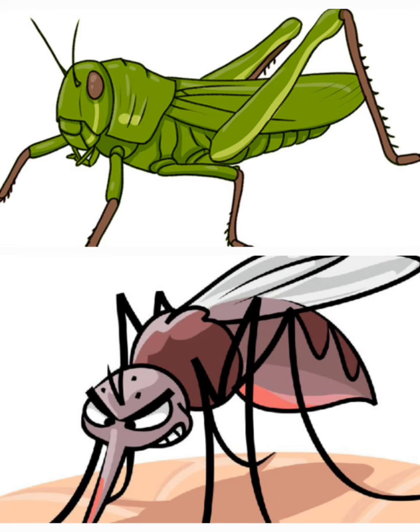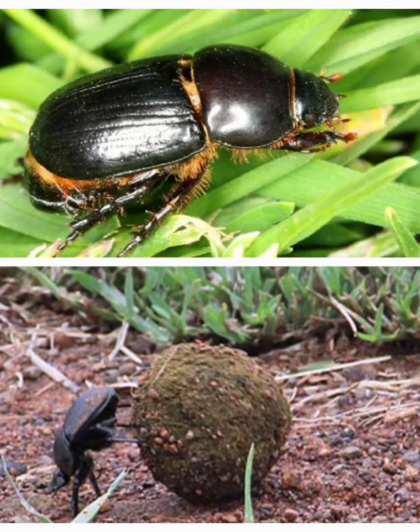Grasshopper eats leaves of plants. Mosquitoes suck blood of animals. Many kinds of insects feed on remains of plants and some even feed on dung of animals. Dung means waste of animals.